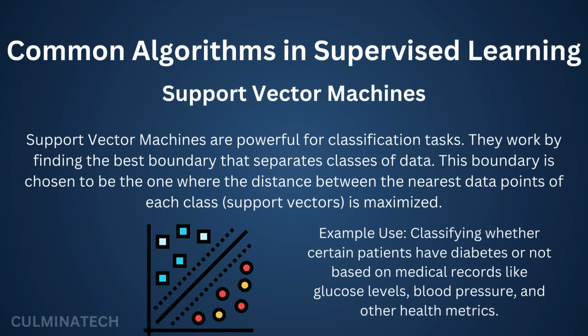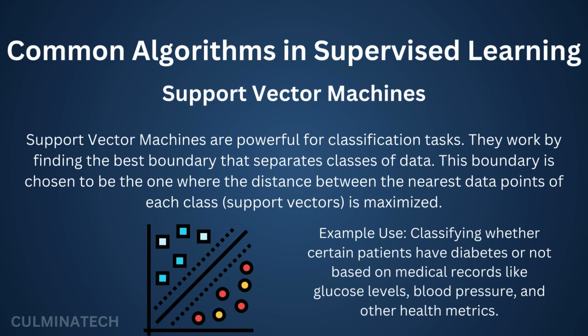So let's say you're at a party and you need to divide the room into two groups to play a game. So an SVM finds the best possible line that divides the two groups so that they are as far apart as possible. So now you can ensure clarity and reduce confusion over which side someone should be on.